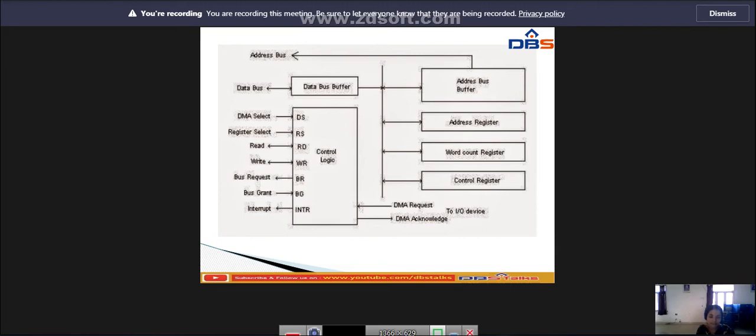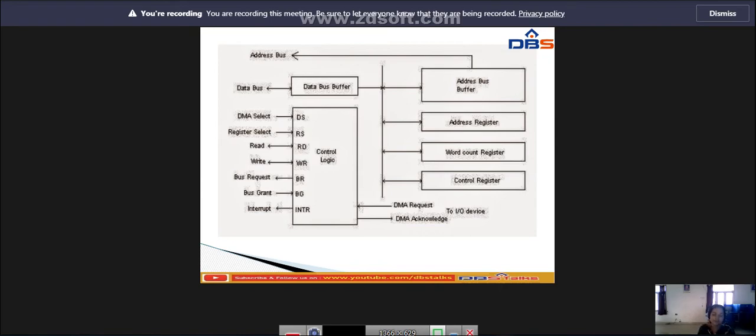Next we have the word count register. What is the use of this word count register? It holds the number of words to be transferred. This register is decremented by one after each word transfer and internally tested for 0. Next, the control register specifies the mode of transfer. These are the three registers we use in the DMA controller.